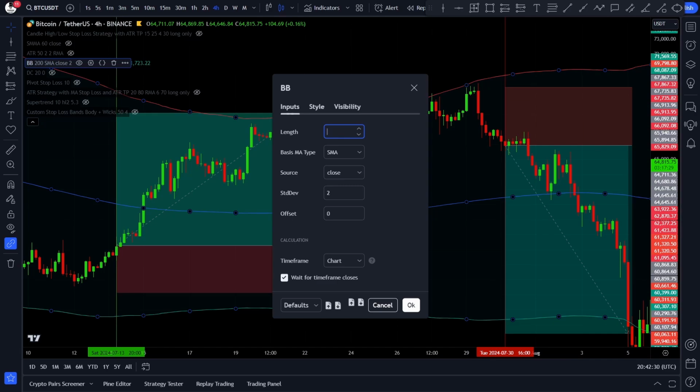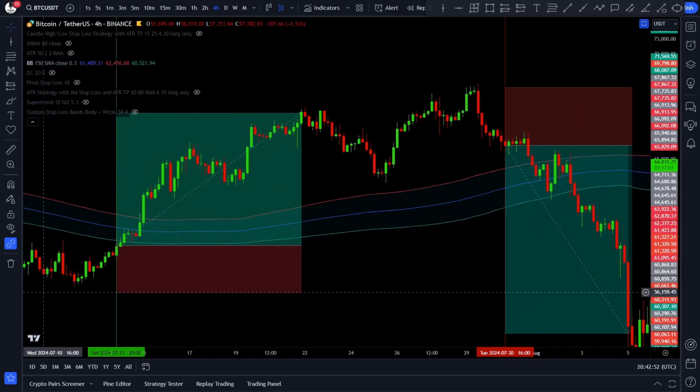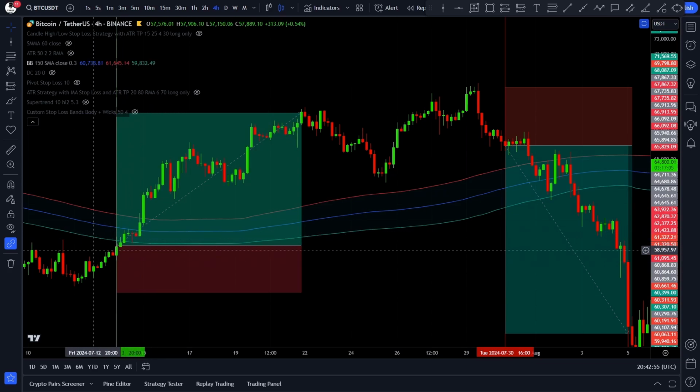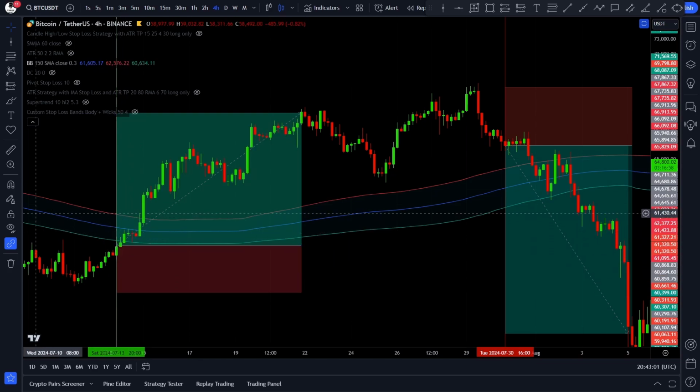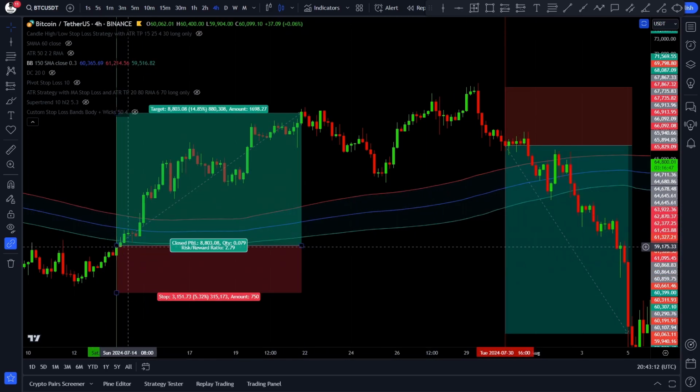But let's take a look at what happens if I change its length value to a relatively high level, for example 150, and the std-dev multiplier to a low value, for example 0.3. Now in this case, we get a similar problem just like with the moving average based stop loss. As the Bollinger Bands use a moving average baseline in their calculation, in case of the long position, the lower Bollinger Band is actually above the entry price.